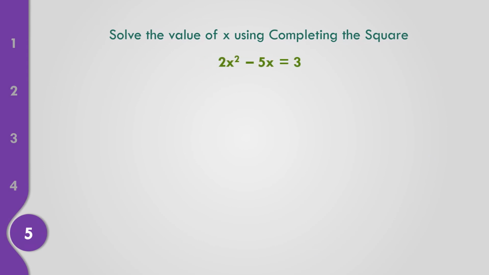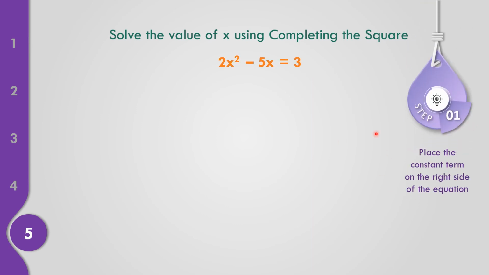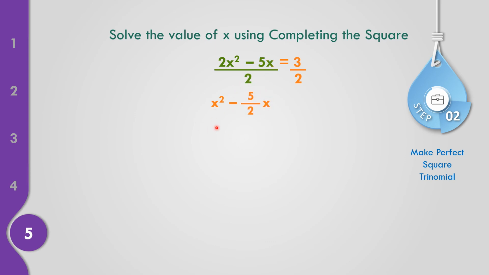In the given, 2x squared minus 5x equals 3. In step 1, we need to place the constant term on the right side of the equation. 3 is on the right side of the equation. Step 2, make this equation a perfect square trinomial. But then, we need to divide both sides by 2, so that could be the value of a. 2 divided by 2 is 1, so 1x squared or x squared only. Negative 5 divided by 2 cannot be divided, so copy it. Equals 3 over 2.